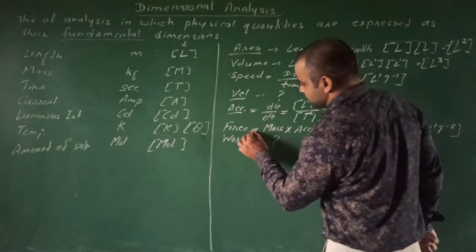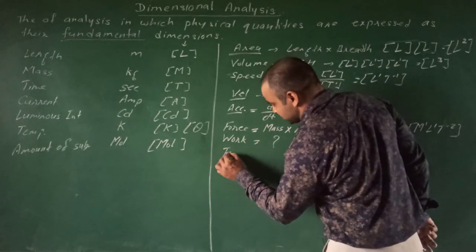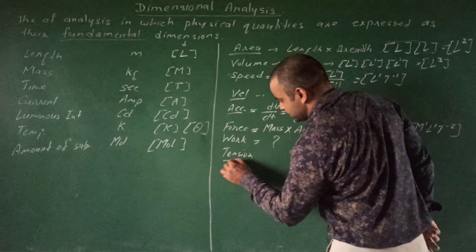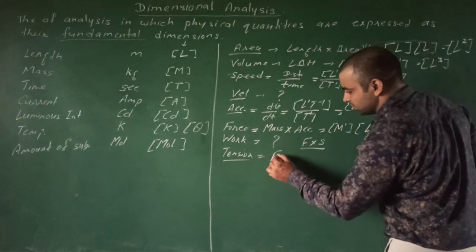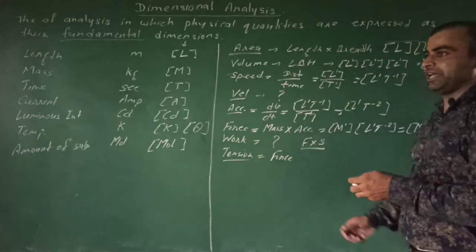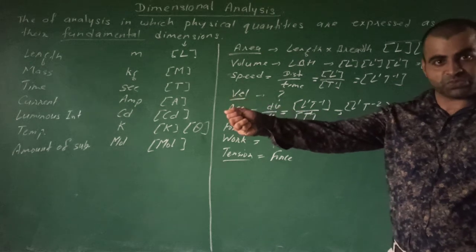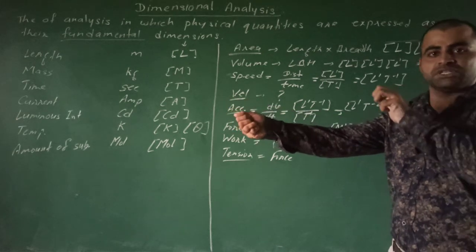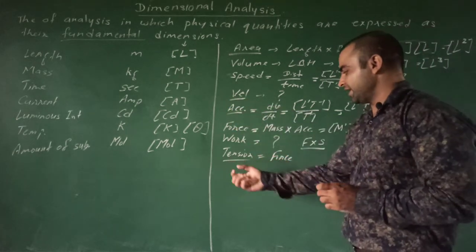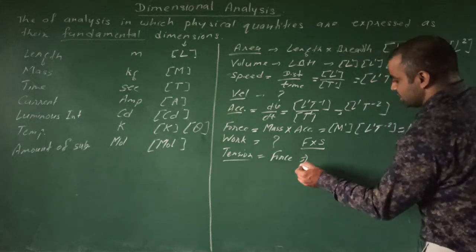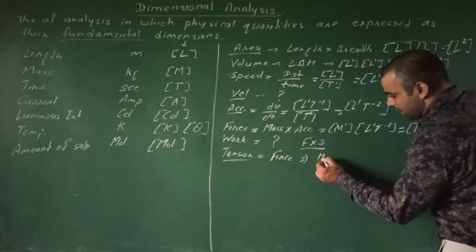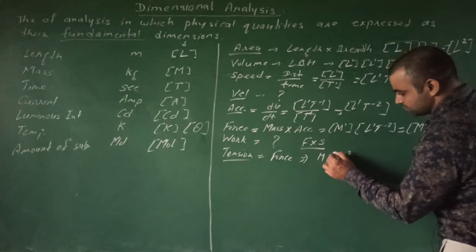Next is tension. Tension is also a force. Means when we pull a string, then it applies a force, then that force is known as tension. Tension is also a force, so its dimension will be MLT minus 2.